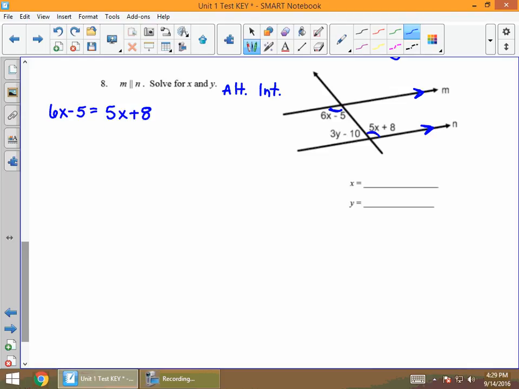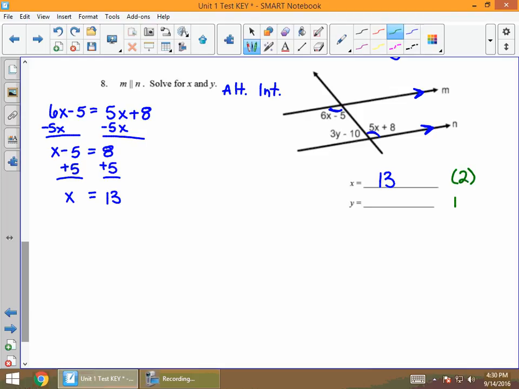And then I solve. I'll subtract 5x on both sides. So x minus 5 equals 8. And then add 5. And x is equal to 13. Because that's the one that I wanted you to find first, that's worth 2 points. Now y is only worth 1, because maybe you missed x. And if you missed x, obviously you're going to miss y, so I had to check your process.